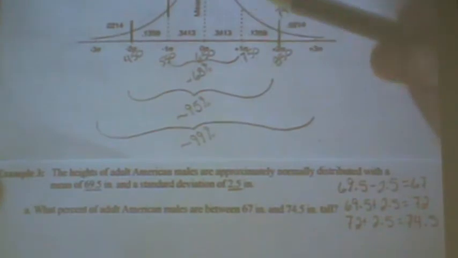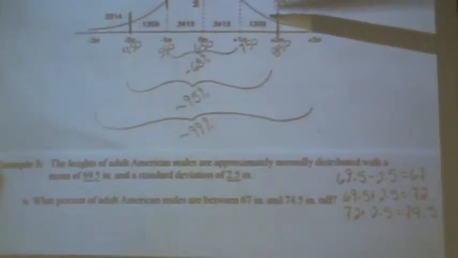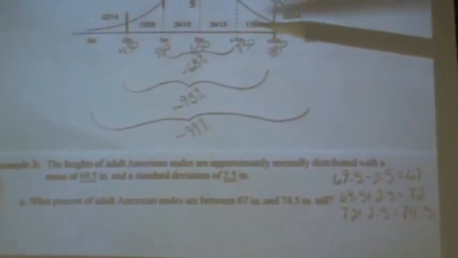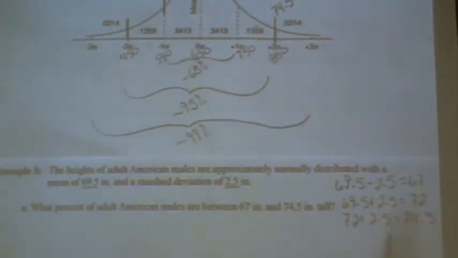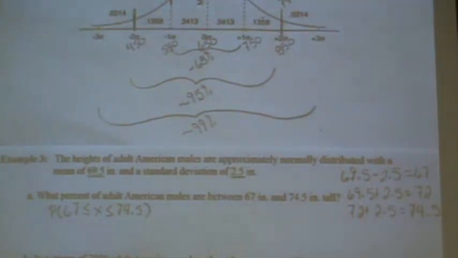So we want to know the percent that's between the 67 and the 74.5. So we want from here to here. So we need to find this, this, and this. Those 3 areas are the 3 areas that we're interested in. Those are between our 2 numbers. So again, writing this as a range, we want the percent that is between 67 and 74.5. So you're looking for those heights that are in between that range.